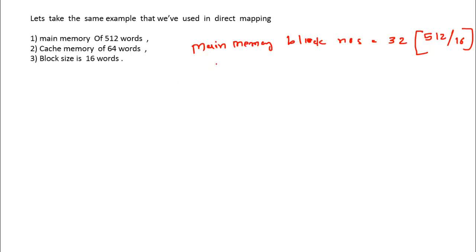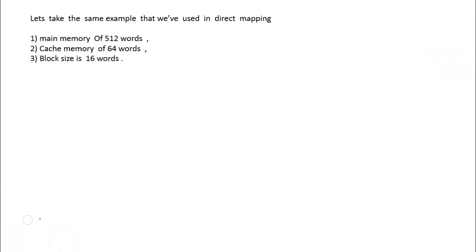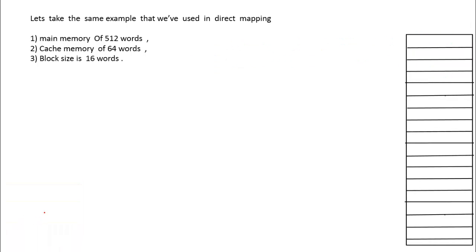Similarly, the number of cache memory blocks will be 4, and that I can derive by 64 divided by 16. So 64 is the total words in cache memory and 16 is again the block size, and that gives me 4 blocks in cache memory. Let's see this on the right side.